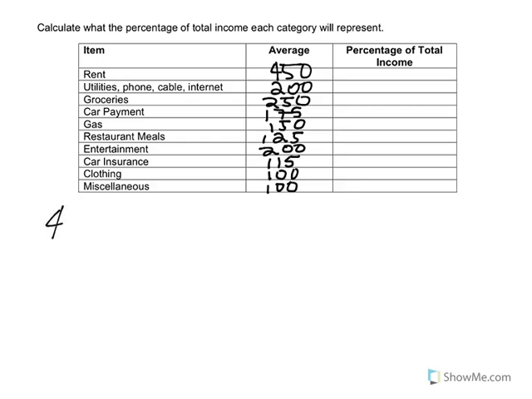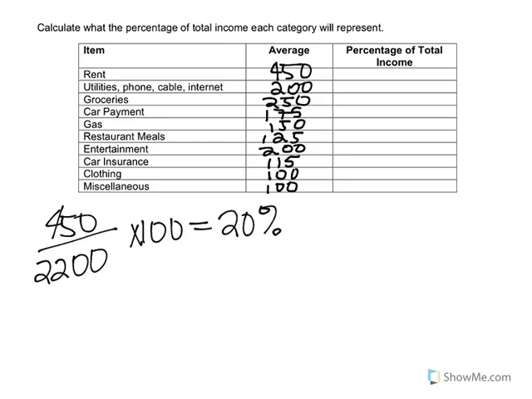So we're going to just figure out the percentage of each of the total income. We're just going to take that number and divide it by the total income, which we had was $2,200, and then you can times that number by 100. So for the first one, we'd get 20%. So I want you to pause the video and fill in this chart.